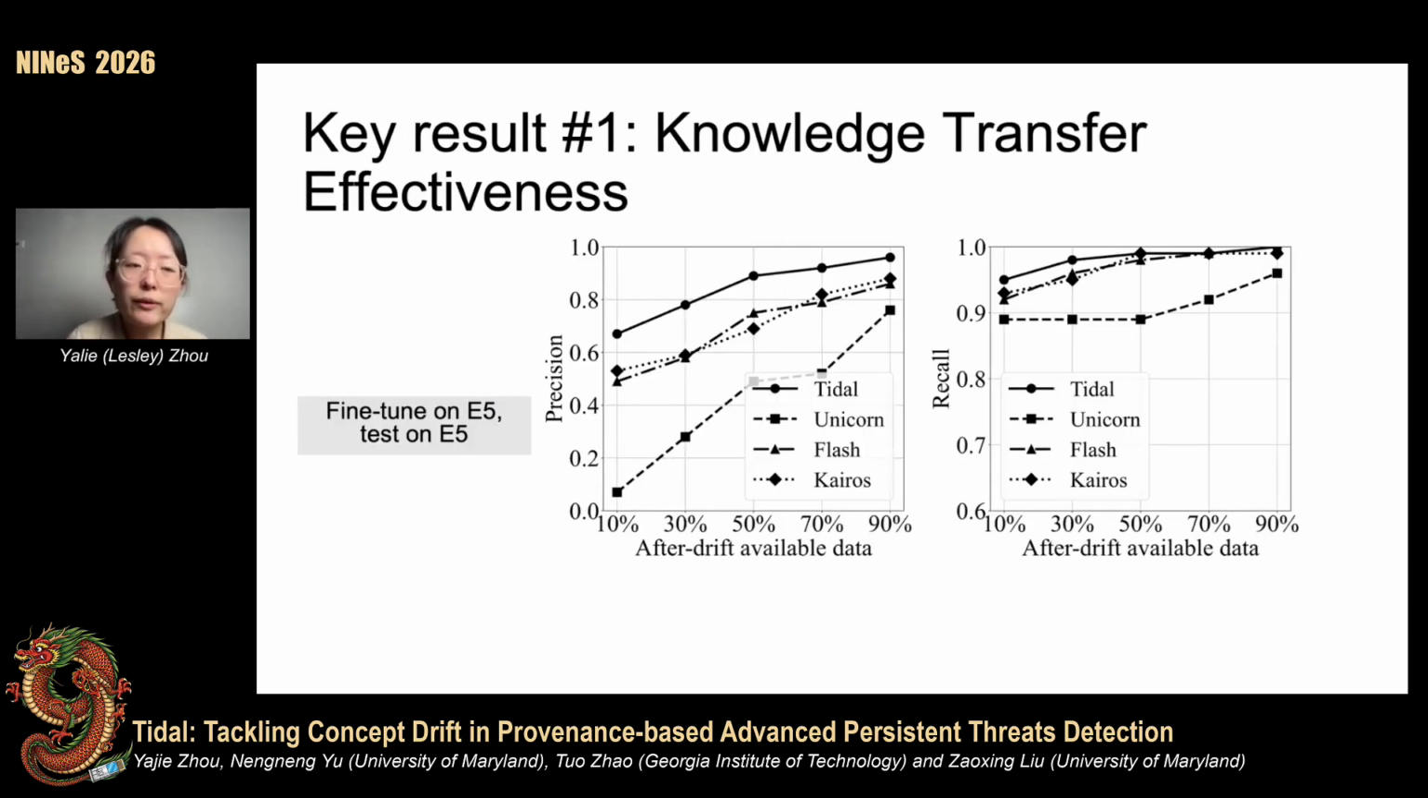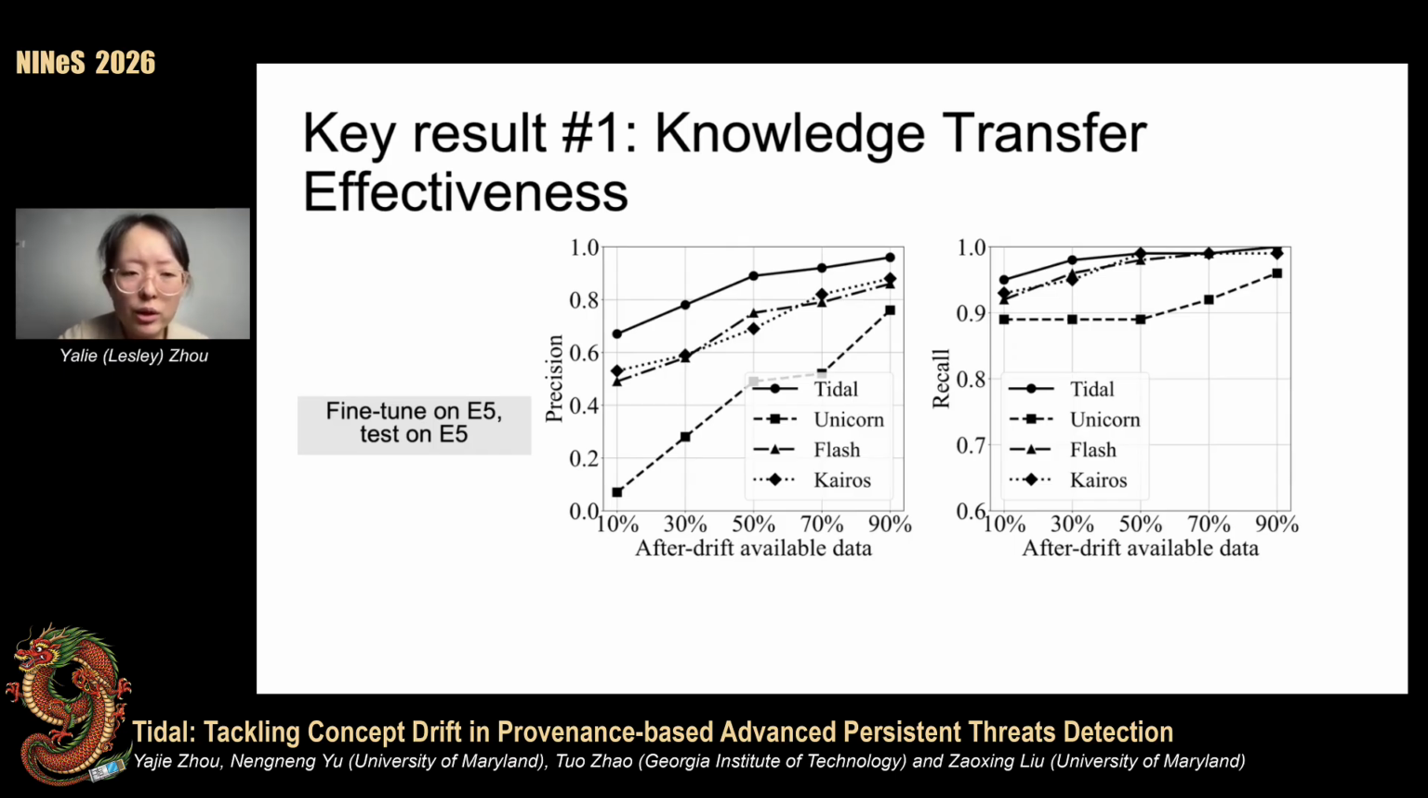And here are our first key results. We want to check the effectiveness of the knowledge transferring. In this graph, the first graph is about precision and the second graph is about recall. And the setting is after we train it on E3 and then fine-tune it on E5. And when we test on E5, how does the performance look?